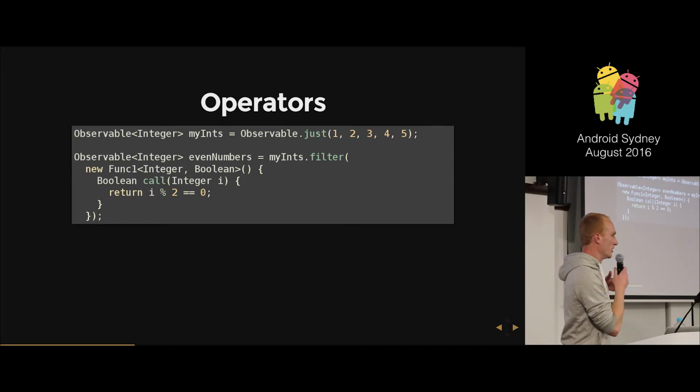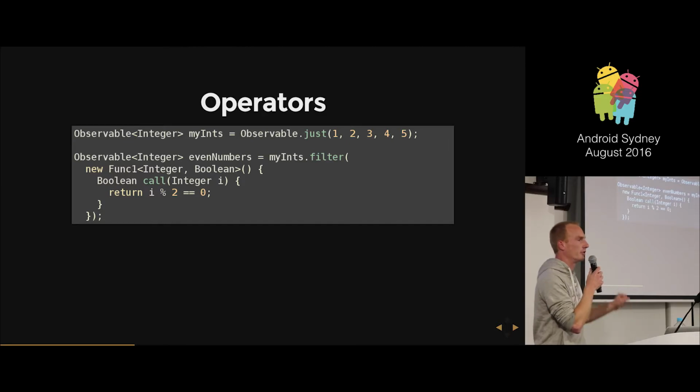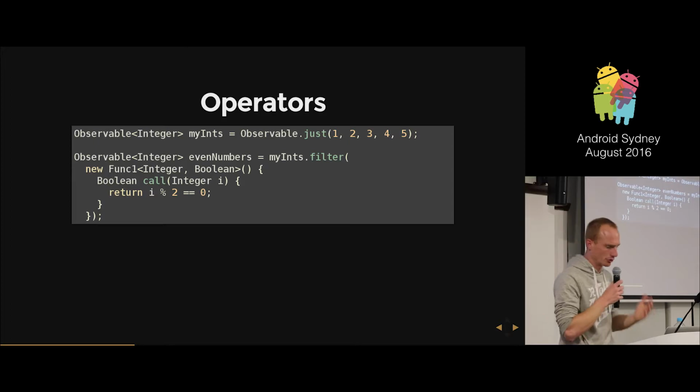And we give it a function that filters the data points that come through. In this case, we just filter the even numbers, or we filter out the uneven numbers, sorry. So this observable, even numbers, represents the even numbers of the data set.